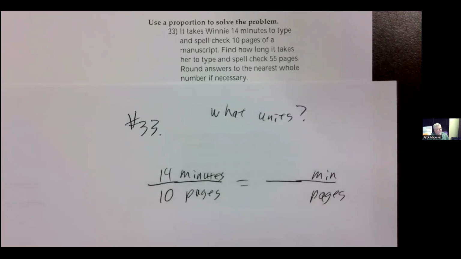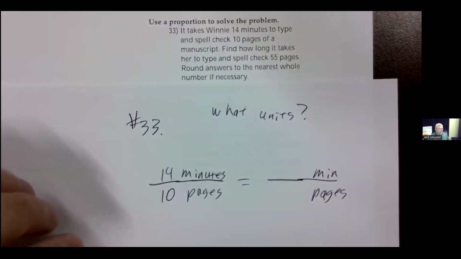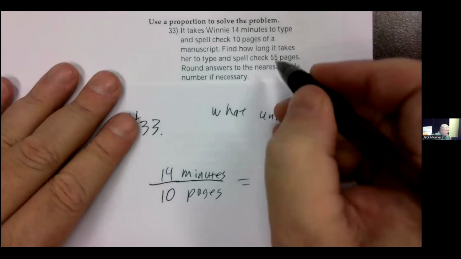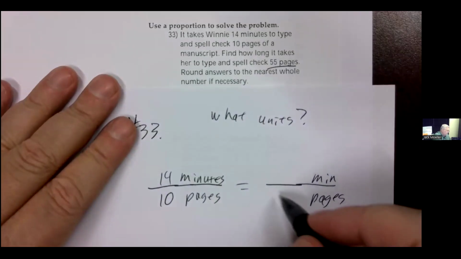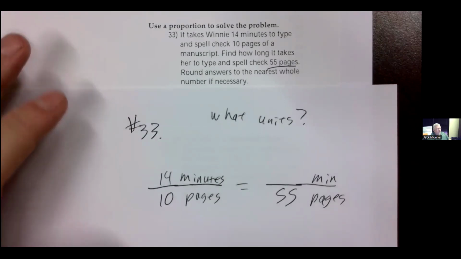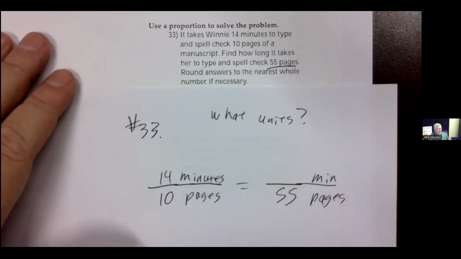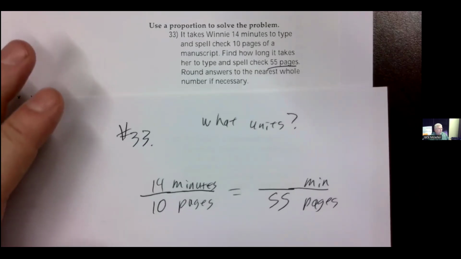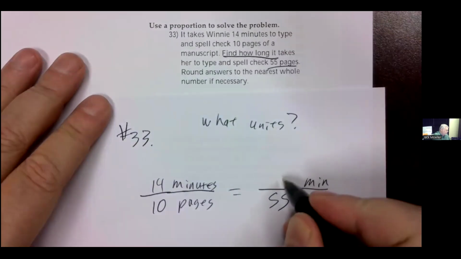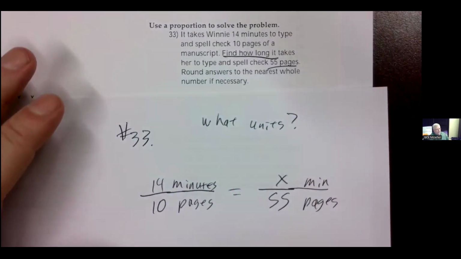What do we do for the second fraction? Okay. Find out how long it takes for her to type and spell check 55 pages. So that 55, does it go on top or bottom? Well, if you've written the units, that's 55 pages. So that takes the guesswork out of it. That 55 has to go on bottom. Now, what goes on top? Well, do we know the minutes for 55 pages? No, that's what we're trying to find. It says find out how long. So we don't know the minutes, so that is going to be our X.